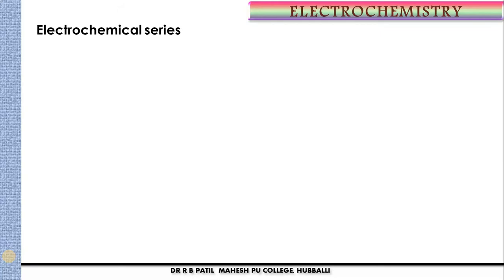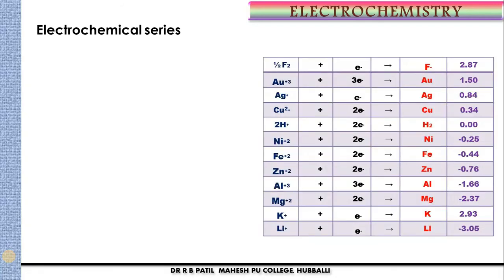In the last session, you studied how to calculate the electrode potential of single electrodes like copper and zinc using the standard hydrogen electrode as the reference electrode. Using the same standard hydrogen electrode, students, we can also calculate the electrode potential of different half cells like gold, silver, copper, zinc, aluminum, magnesium, potassium, etc.